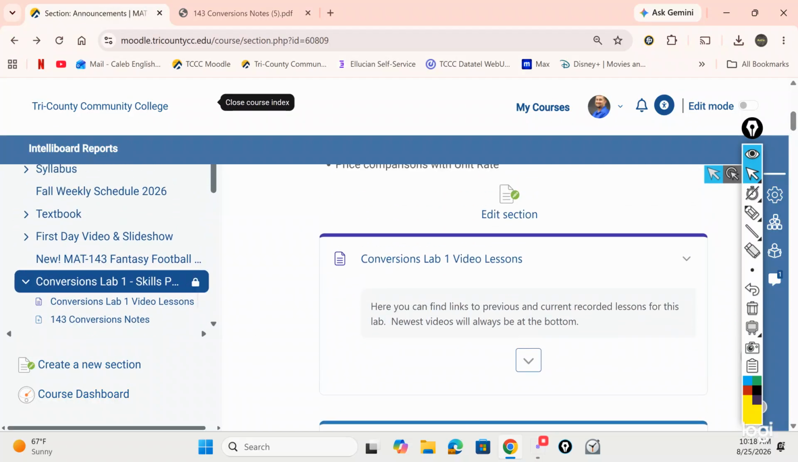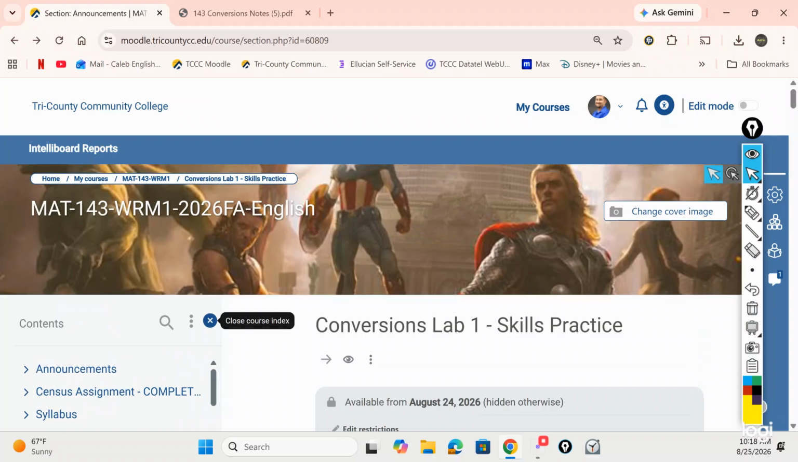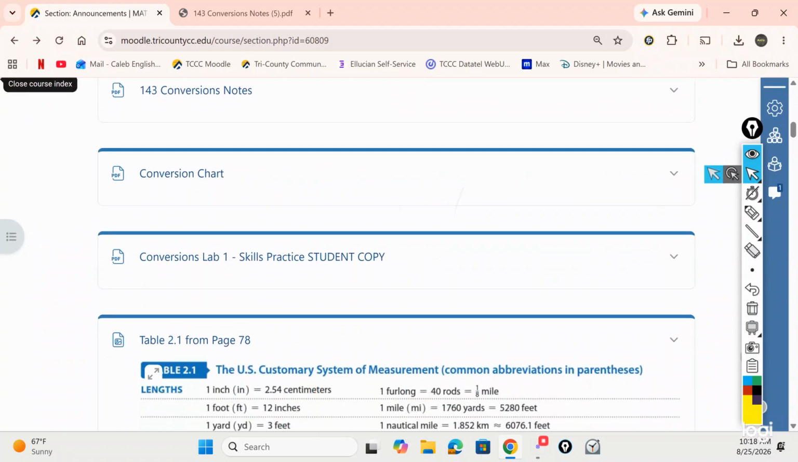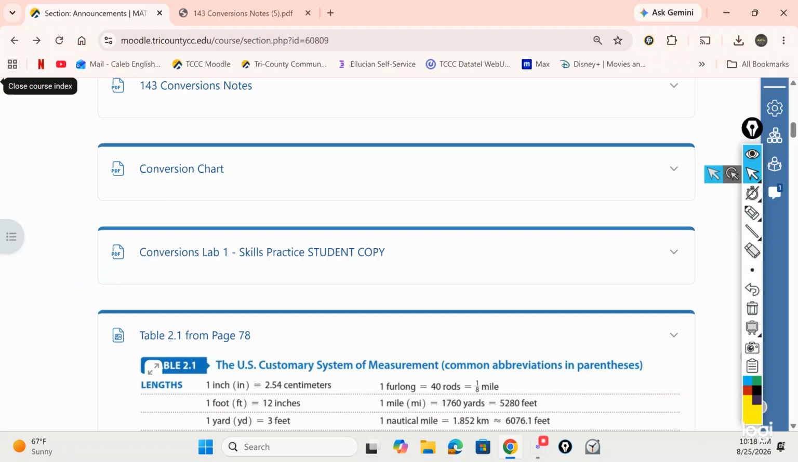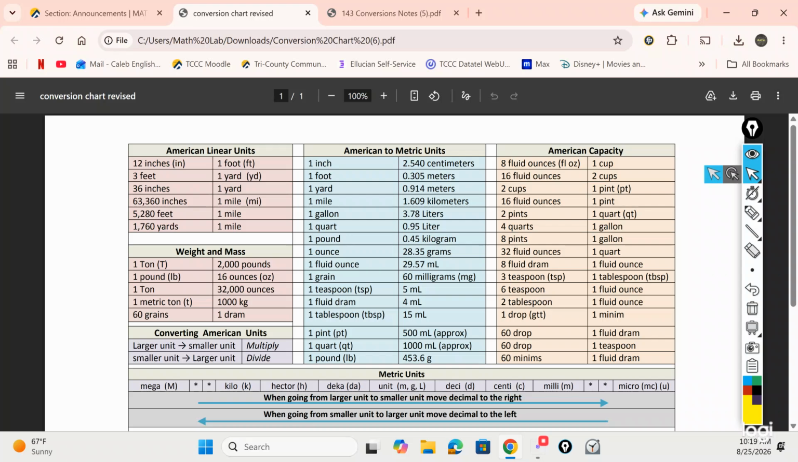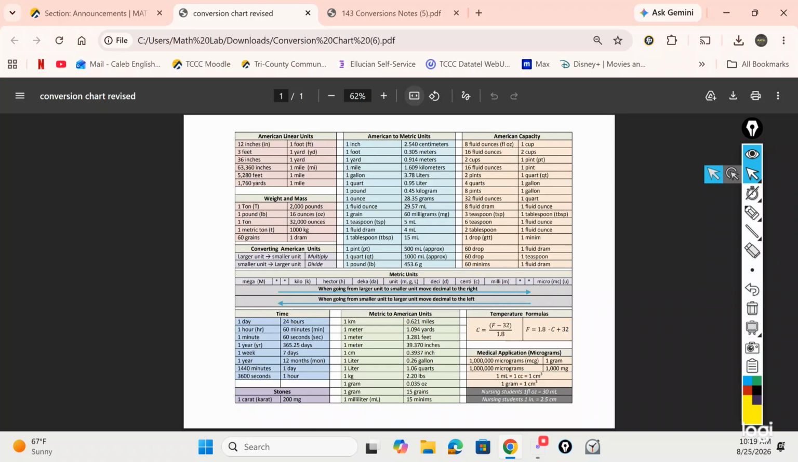So let me close this out here. Get that out of the way. All right. So first right here is the PDF of the conversion chart. When you click on that, it'll pop up here in your downloads icon in Chrome. You can see I've downloaded it several times. So I thought I told it to open. I guess I did not. So let's go open that up. There we are. All right, so this is the Moodle conversion chart.